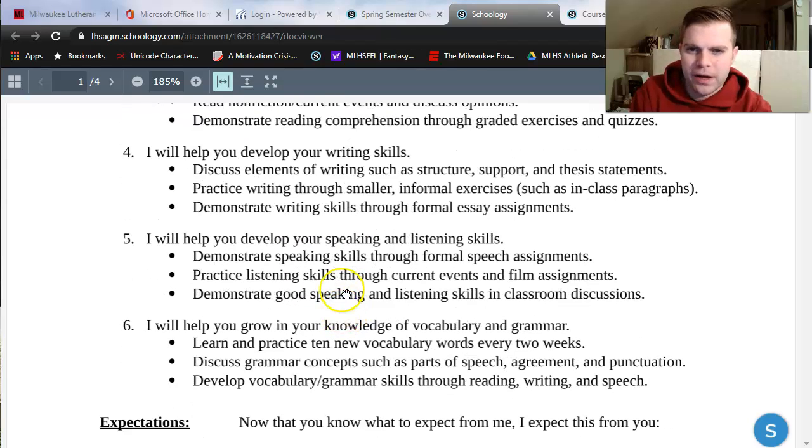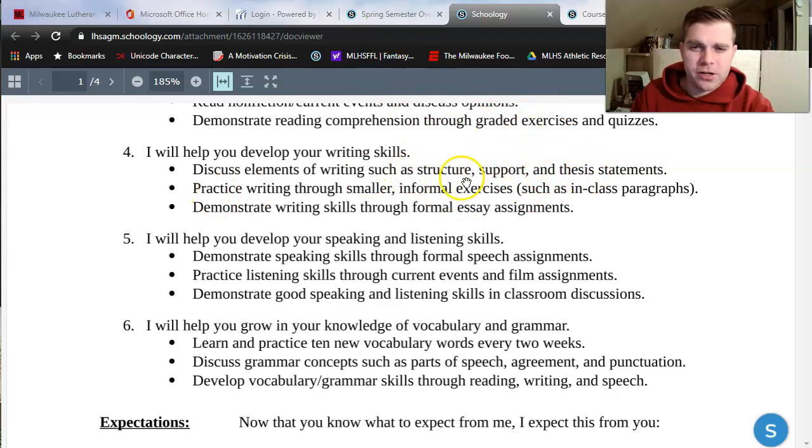Writing is another big one. Now, I should note, last semester was the heavier writing semester. This semester is heavier on speaking and listening, but we'll still work on our writing skills quite a bit this time around. We'll continue to discuss writing, things like structure. We'll take a look back at how to structure paragraphs next week, I believe. Support is something we'll look at big time when we write our major essay this semester in March.